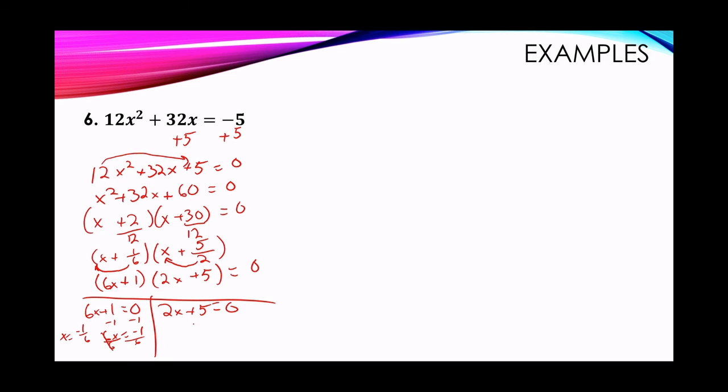All right, right side. Subtract 5 on both sides. I'm left with 2x equals negative 5. Divide by 2. And I'm left with x equals negative 5 over 2. Okay? And that's my solution. Negative 1 over 6 and negative 5 over 2.